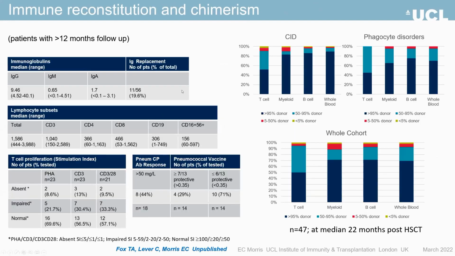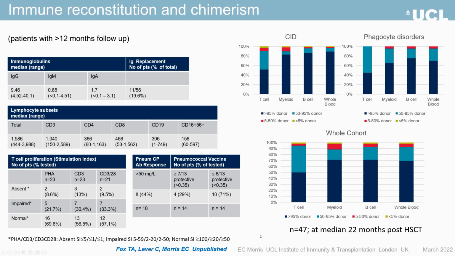As with Jen's cohort, we see good immune reconstitution at 12 months follow-up. 80% of our patients were off immunoglobulin replacement therapy with normal immunoglobulins, with good lymphocyte subsets and good T-cell proliferation in patients in whom these studies have been performed, either normal or impaired, and good protective vaccine responses in the patients in whom this has been tested.